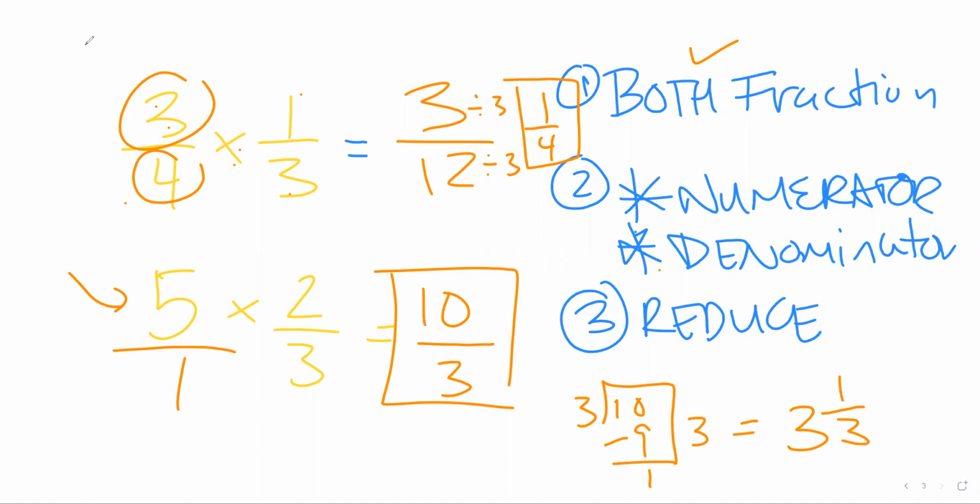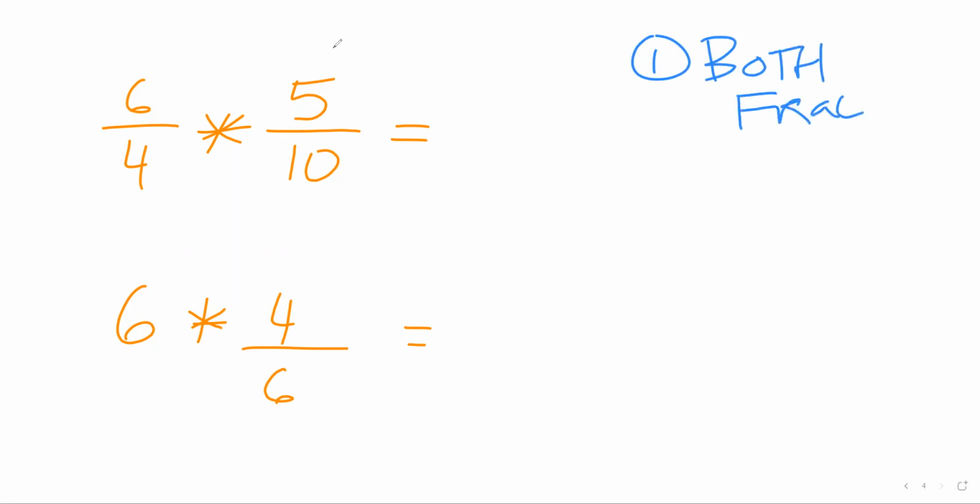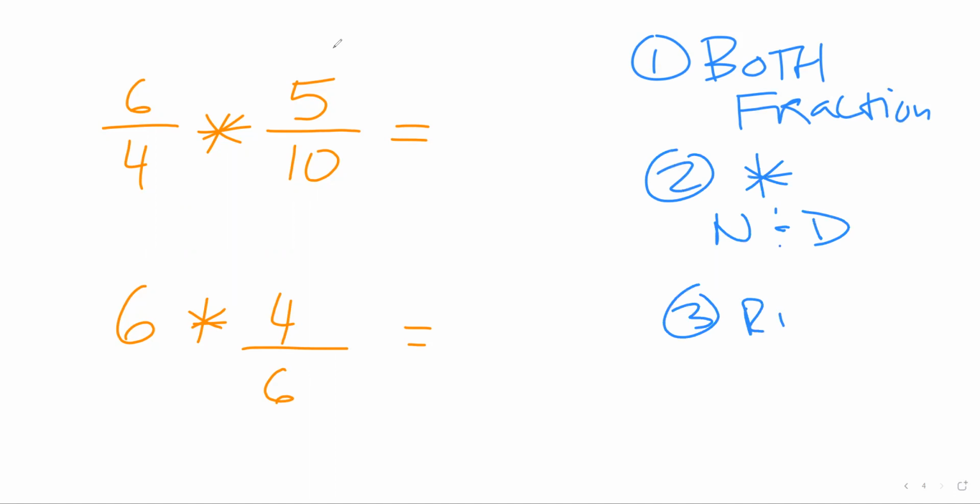As we practice a couple more times, let's take 2 more problems. 6/4 times 5/10. And let's do another one with a whole number, so maybe 6 times 4/6. Okay, so again, think of our steps here. Step 1, make sure they're both fractions. Number 2, multiply the numerator and denominator, and then reduce.